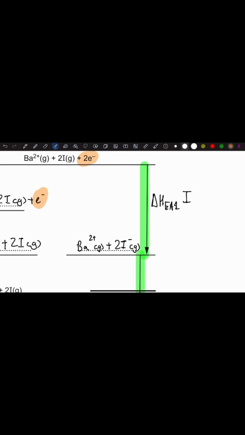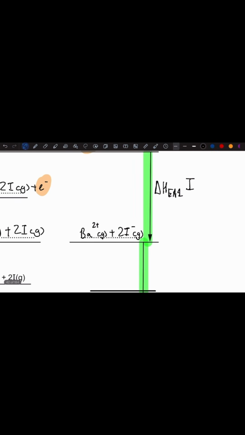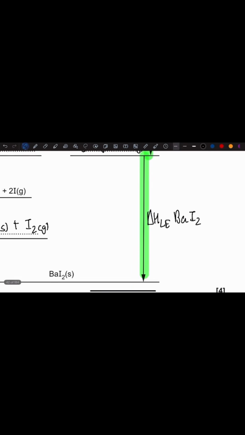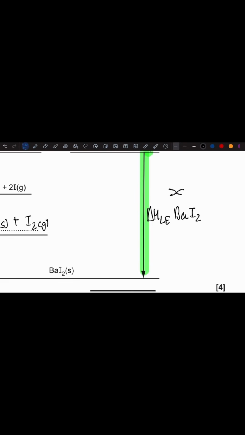So up is endothermic, down is exothermic. So now we have electron affinity of iodine, the amount of energy required to add 1 mole of electrons to an atom in its gaseous form. That's going to form us 2I-. And just remember, times this by 2. Finally, we get to the big boy, lattice enthalpy, which we're going to label X.